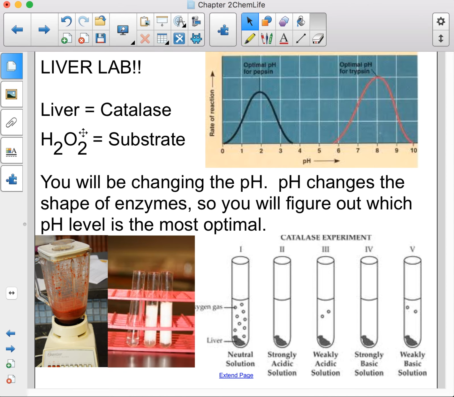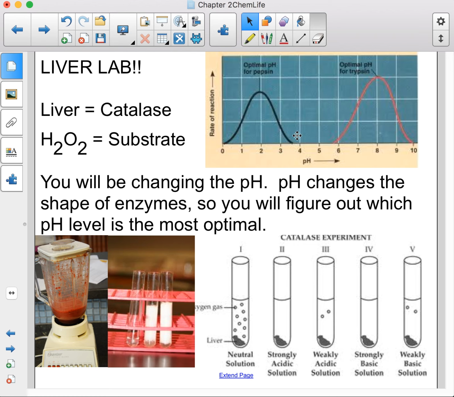How you will determine that will be with foam height. And so foam height means that the higher the foam, the higher the reaction rate, we'll say. Basically, it's more optimal there. So you're going to be measuring foam height in your experiment.